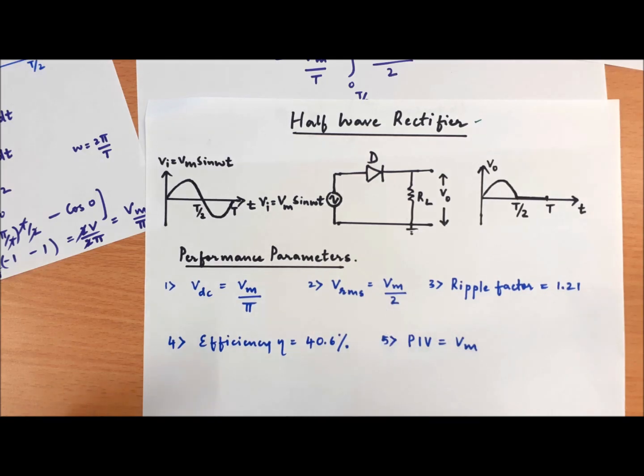So today we have seen how to obtain the expression for VDC and VRMS of a half wave rectifier circuit. In our next video, we will look at how to obtain the expressions for a full wave rectifier circuit. I hope students have understood this concept.